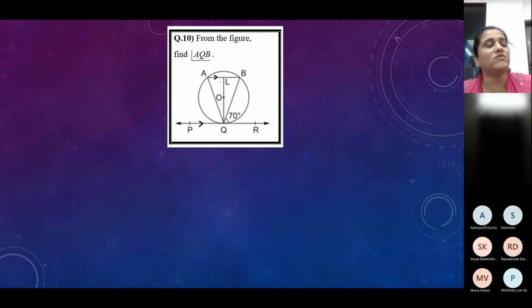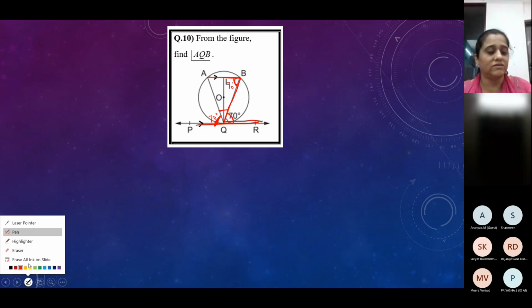One is the concept of parallel lines: alternate interior angles are equal. With a parallel line and a transversal, this is 70 degrees. Then the concept of the alternate segment theorem: this angle is equal to this angle. Kanishka, you missed the first class, so see the recording and you will understand. Also watch the recording and complete all the sums in your notebook. So this is 70. Now on the straight line, you have 70, this angle and 70, so this is 40 degrees. The required angle AQB is 40 degrees.